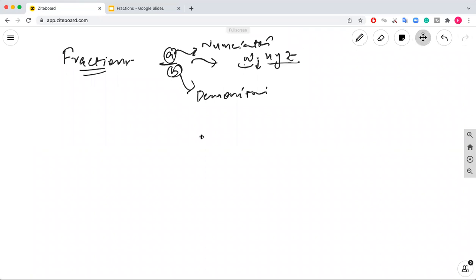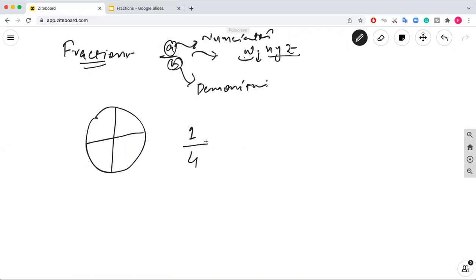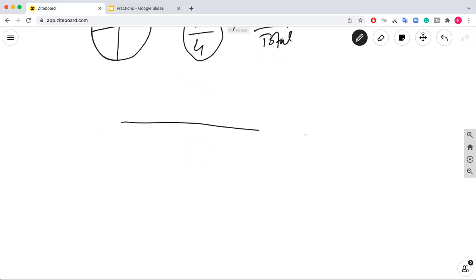Okay. So what exactly do we mean by a fraction? Let's suppose we have a pie, and for example, we divide it into 4 parts, and I ask you to pick one part out of 4, right? So I am picking one part, and as a whole there are 4 parts. So for the fraction, what I pick is 1 out of 4. So you can say that it is just like part over total, right?